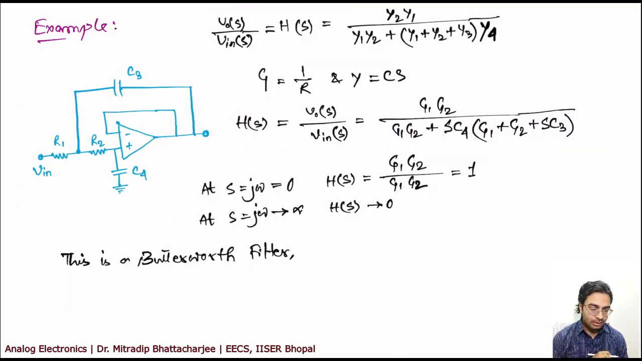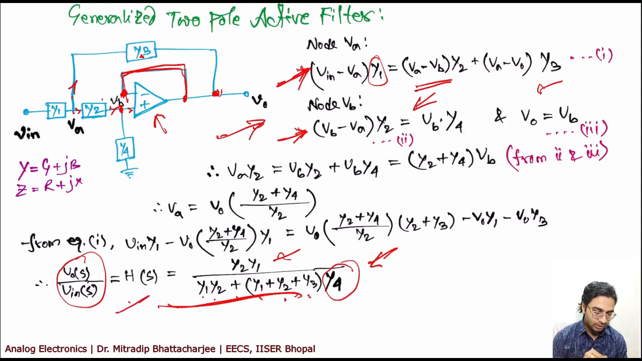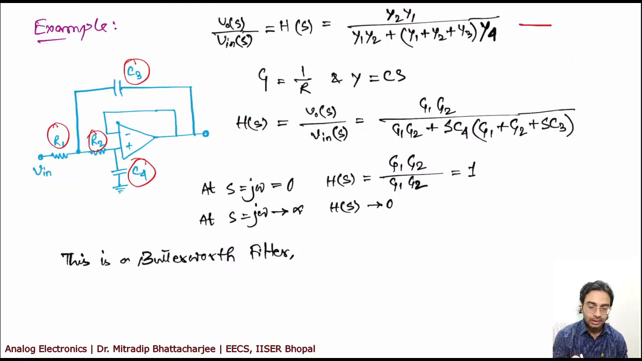Now let us take an example wherein y1 is equal to r1, y2 is r2, in place of y3 you have c3, and in place of y4 you have c4. Now in this case, if you use this transfer function, because this is a generalized transfer function, whatever values we put in place of y1, y2, y3, y4, we just have to take those values and put them in this transfer function equation. So this transfer function equation I have written over here.